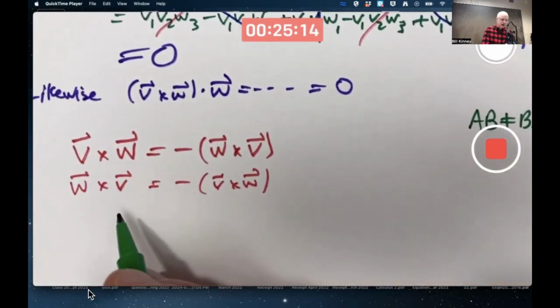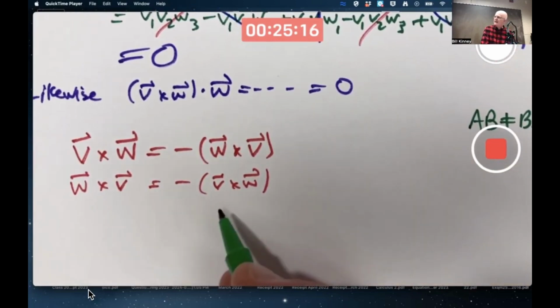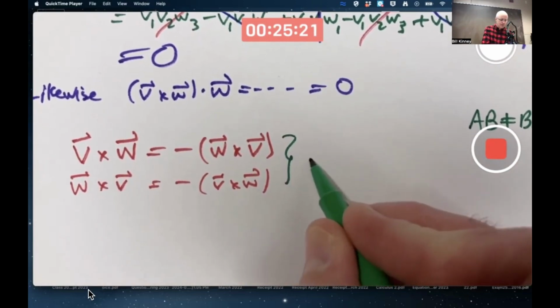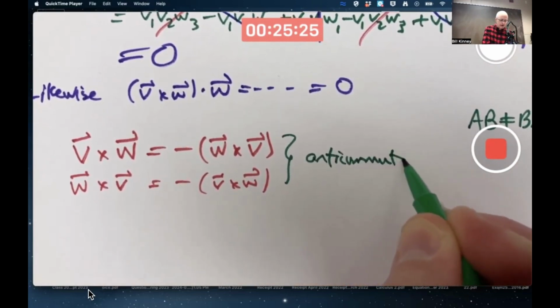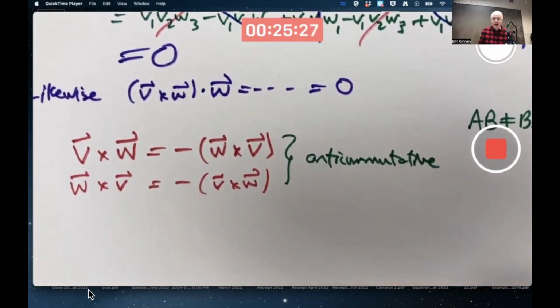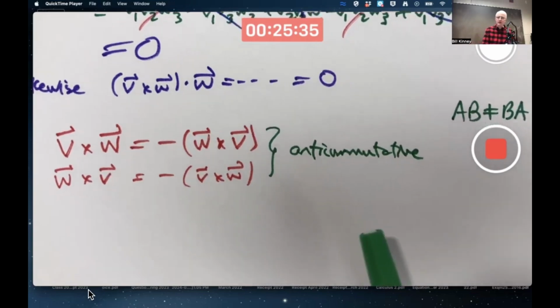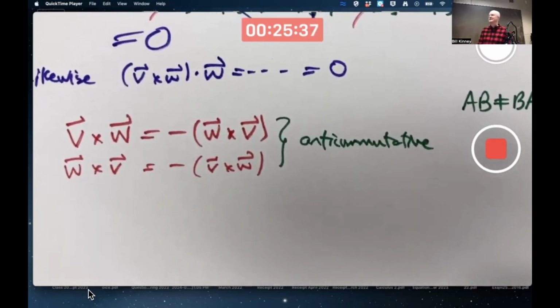V cross W and W cross V are not the same, but they are related. They're opposites of each other. This is called not commutative, but anti-commutative. It's not just that they're not equal, it's that they're opposites. A fundamental property of cross products.